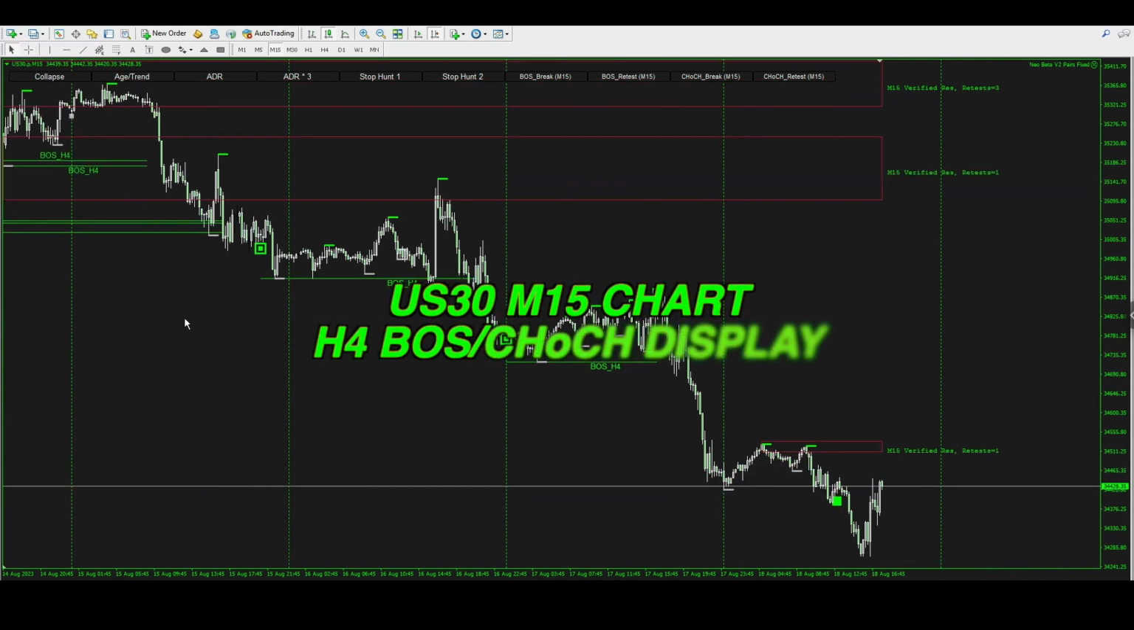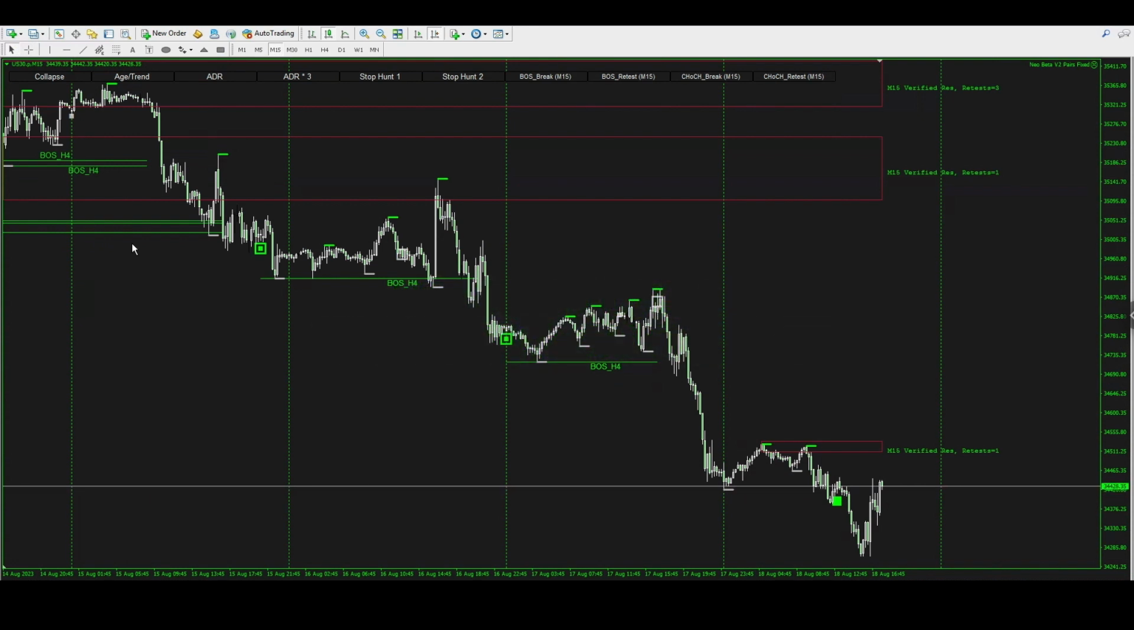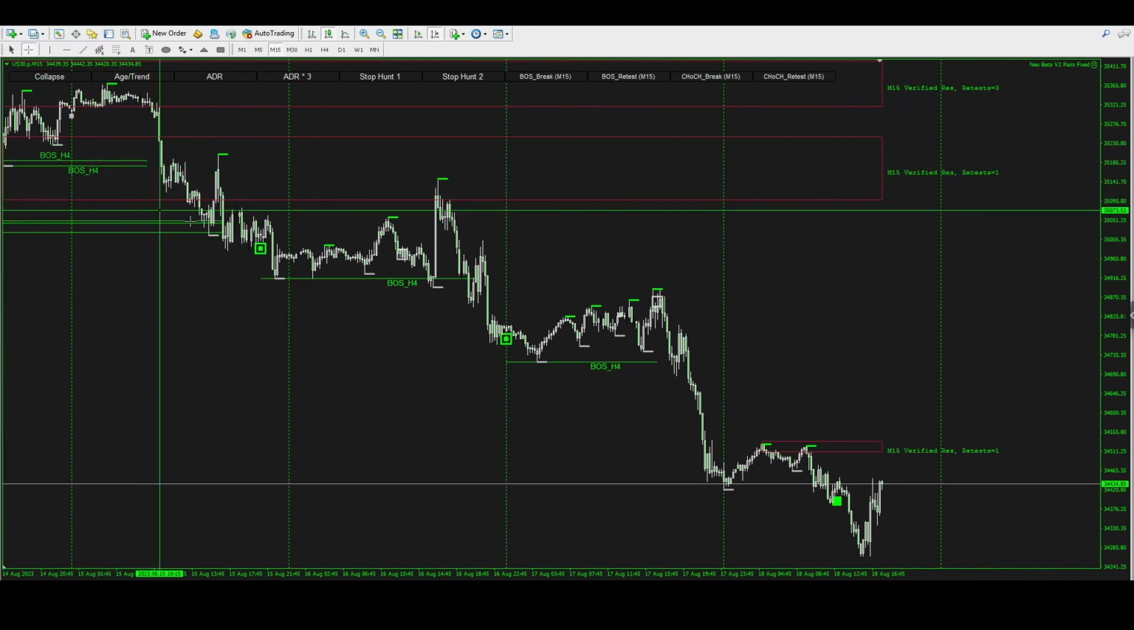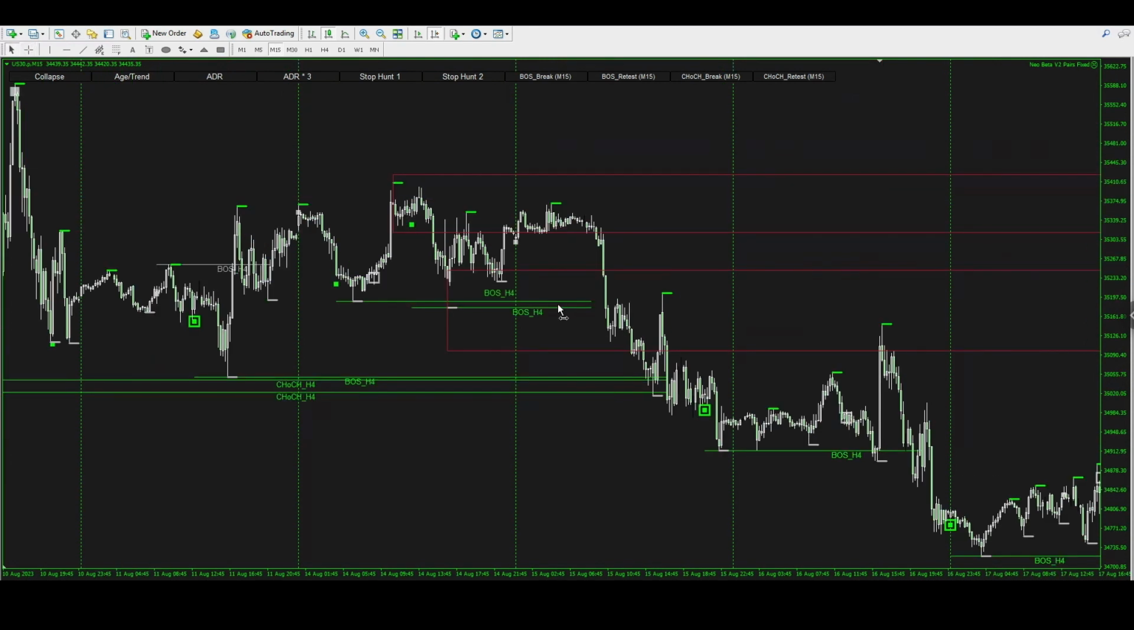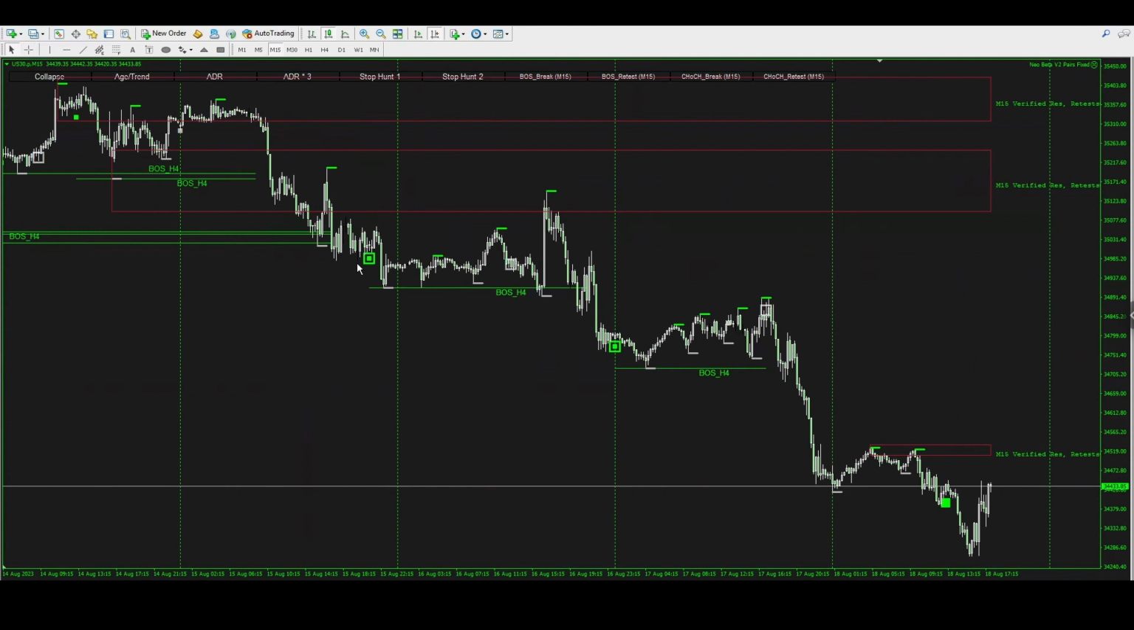Okay, so now we're on US30 and we're on the 15-minute chart again, and we're looking at the 4-hour breaks of structure on a 15-minute time frame. And you can see there was a break of structure over here, and you can see there was another one over there near the bottom. And once price action sold down, it brought back up to this level. This became a verified level and then gave us an idea of a sell trade setup going all the way down here.